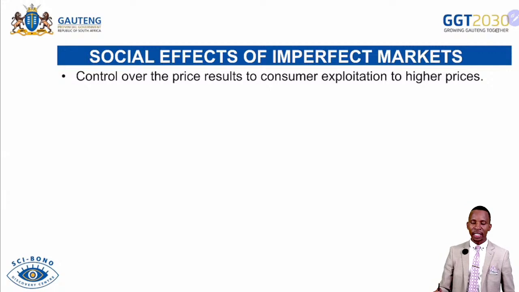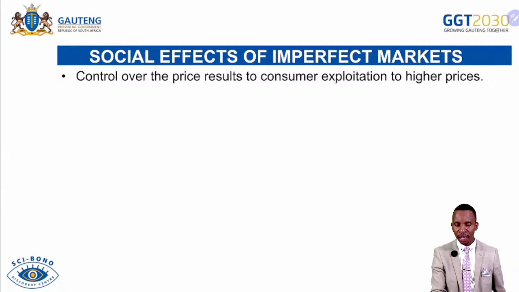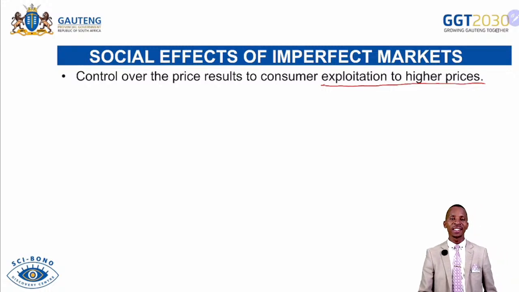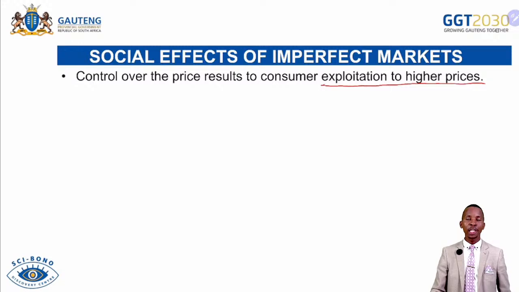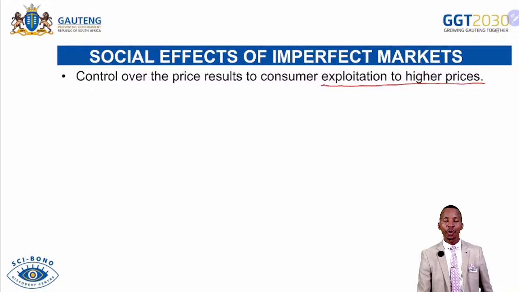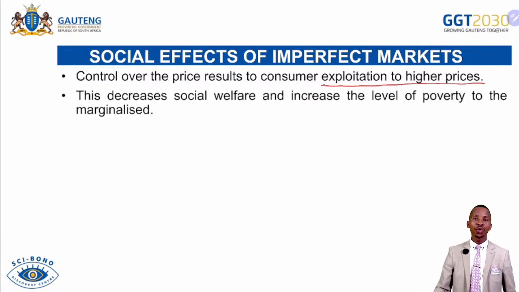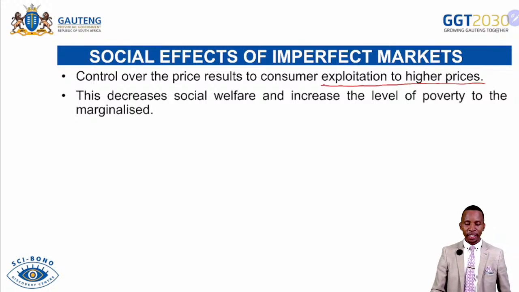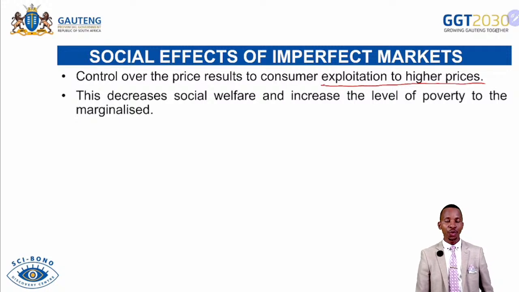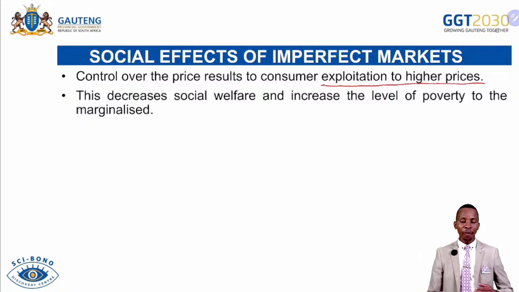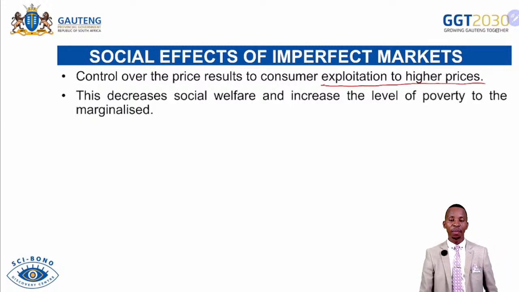Control over prices results in consumer exploitation through higher prices. If firms have the power to set their very own prices, not following market signals or market forces, they have a tendency of setting higher prices. So they exploit consumers. It is bad for social welfare because some consumers cannot afford the product. This decreases social welfare and increases the level of poverty for the marginalized. As a result, poverty will increase further, which will reduce the living standard for the marginalized.